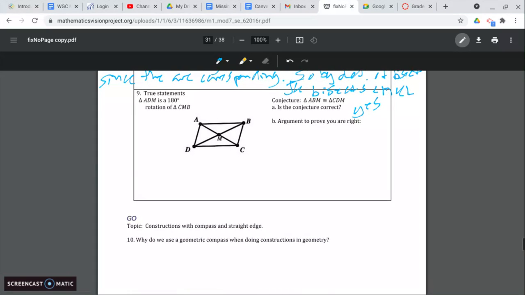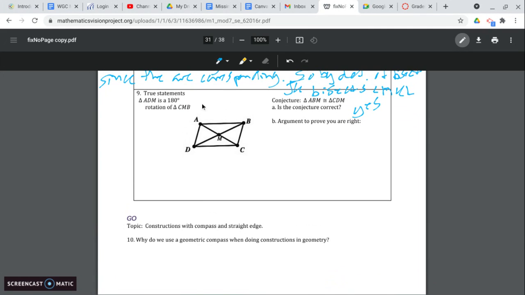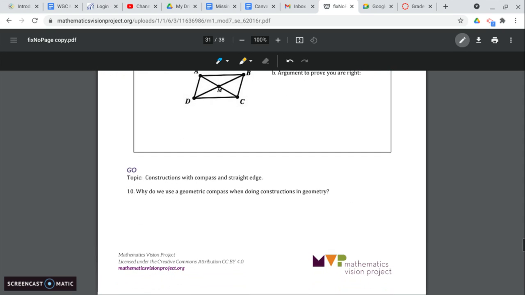All right, so the last one I will leave for you guys to try out. Do your best. Think about what you know about triangles, what it's giving to you, what information you have to see if you can prove the triangles are congruent. So you're trying to prove that triangle ABM is congruent to triangle CDM. Okay? All right.